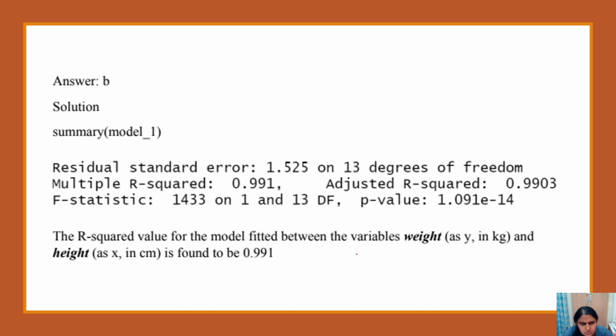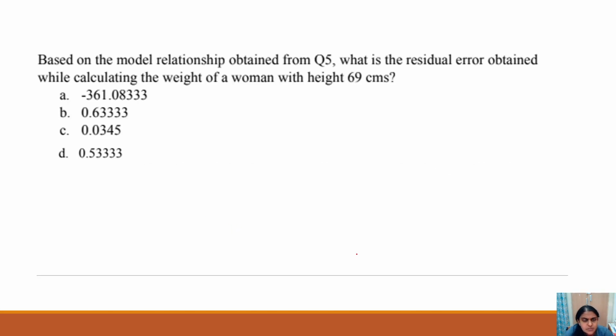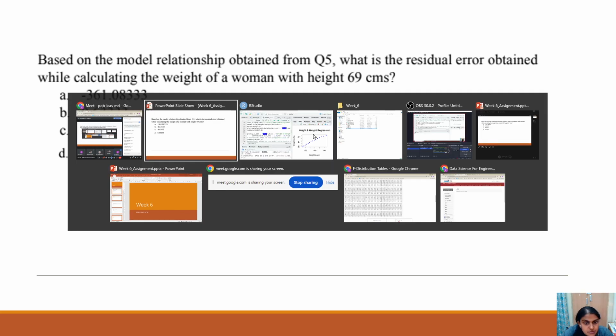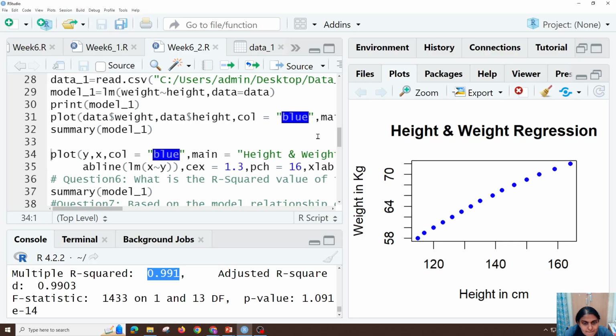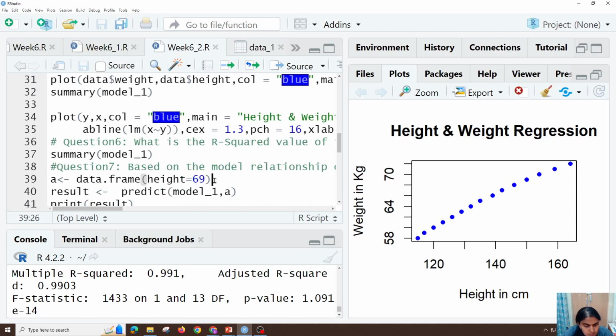Now the next question is based on the model relationship obtained from question 5. What is the residual error obtained while calculating the weight of a woman with height 69 centimeters? Again, don't look at the values. Here we have to predict for a height value equal to 69.